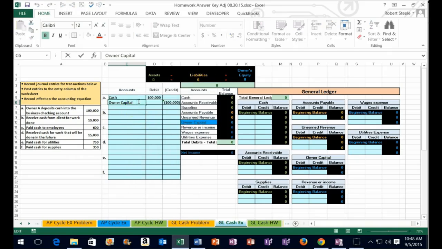Then what we're going to do is what's called posting to the general ledger. So we're going to post the journal entry to the general ledger. So we're going to find these accounts in the general ledger.